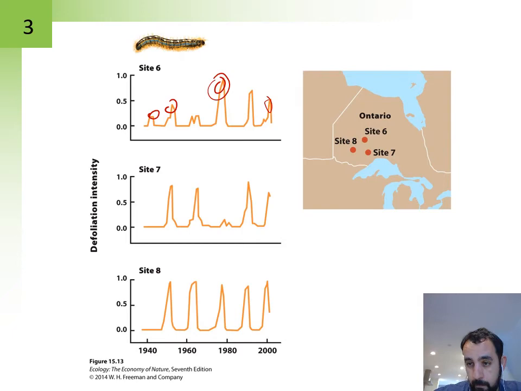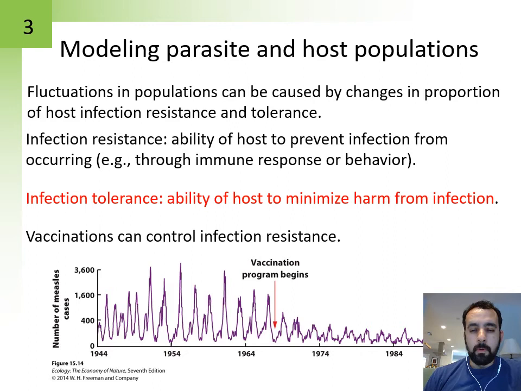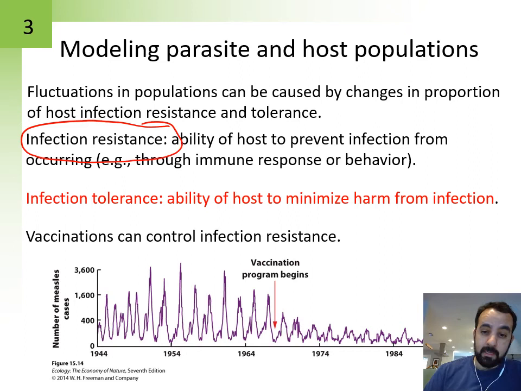So one of the things that can interfere with the parasite-host population dynamics is the ability of the host to develop a certain resistance towards the parasite. When I develop a resistance, that means my immune system can prevent me from getting the parasite again. So resistance is actually a really good thing, you can fight off the parasite by becoming completely immune to it. But it's not the only way you can fight off a parasite.